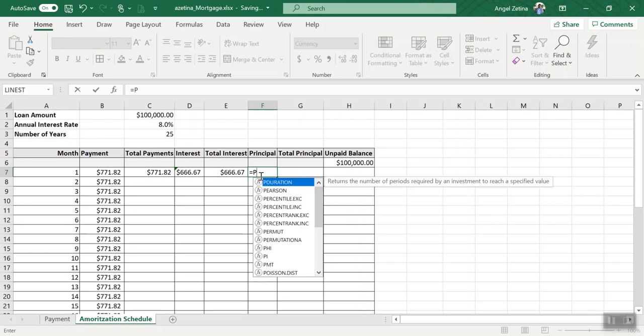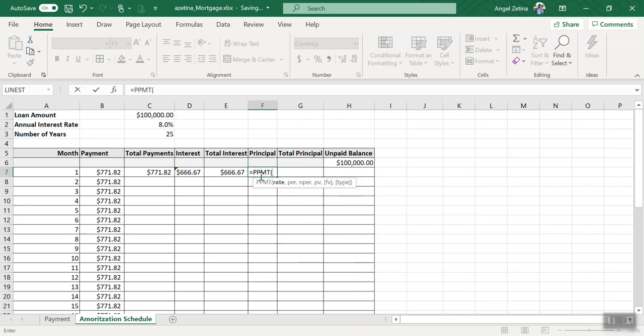So we enter PPMT. Again, a similar process to the previous case. Divide by 12, comma, select the month, comma, select the number of years, times 12, comma, and negative C1, which is the loan amount. Now, again, we're going to make some of these entries absolute because we don't want them to change.